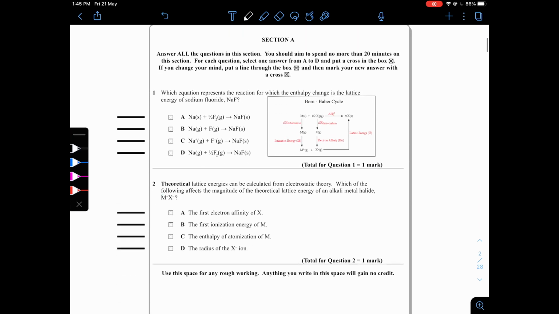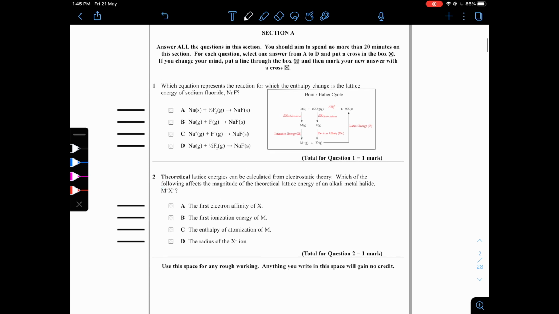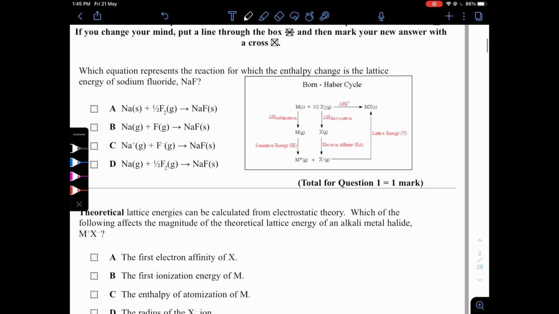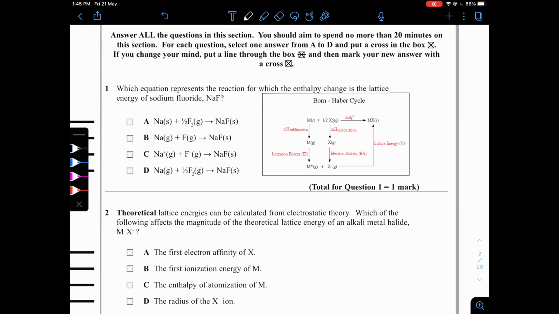So let's get right to it. We have question number 1. Which equation represents the reaction for which the enthalpy change is the lattice energy of sodium fluoride? Now, if you remember correctly, this is to do with the Born-Haber cycle.